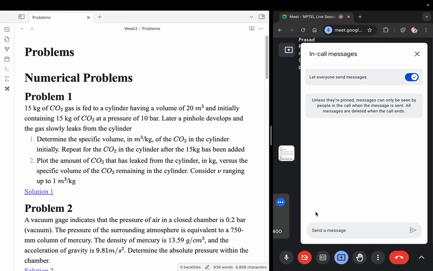So we'll quickly get started. I have displayed my problems. Hope my screen is visible. You can go through the problem. I'll wait around 5 minutes, and then we'll start discussing the solution as well.